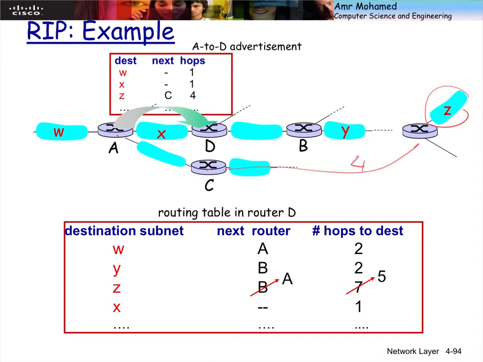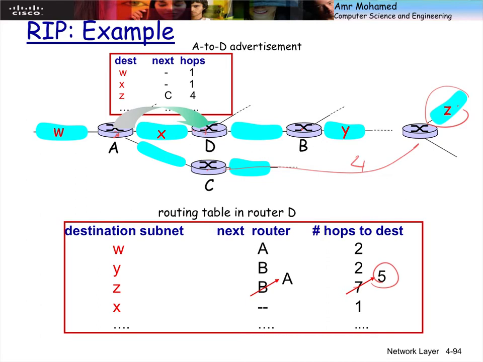Okay? Of course, in that case, D needs to know about this. So D will say, okay, so what interest do I have? And it compares using Bellman-Ford, as we said. So it says, okay, if I need to route to Z, I either route to B and the cost will be 7, or I route to A, and in that case the cost would be 5.